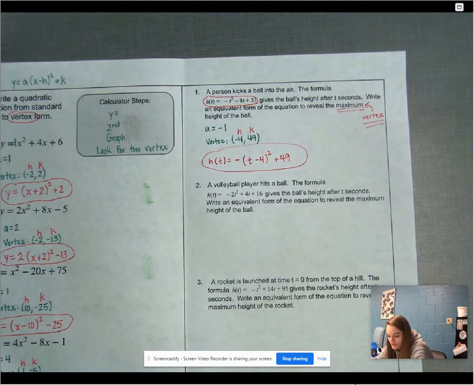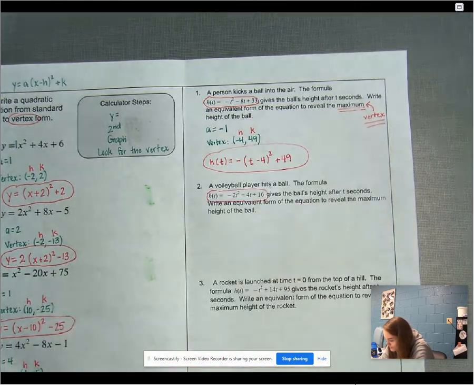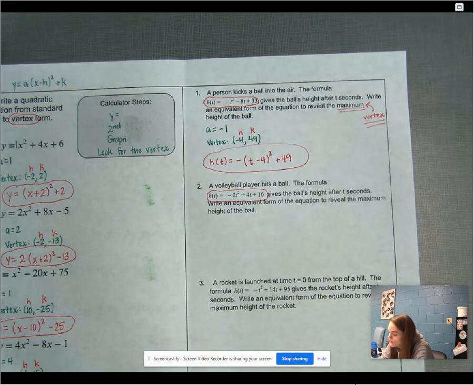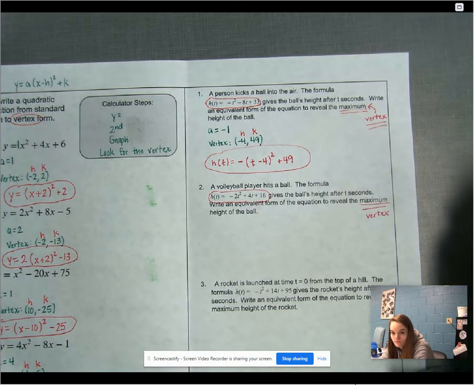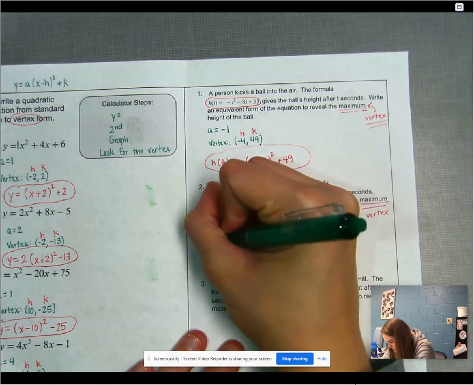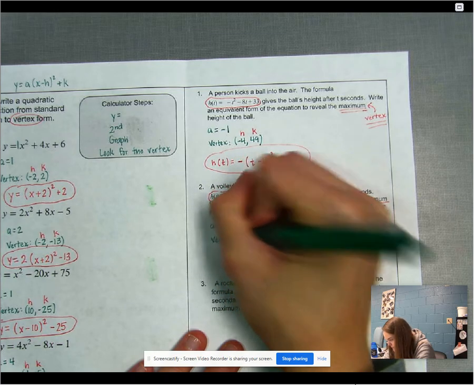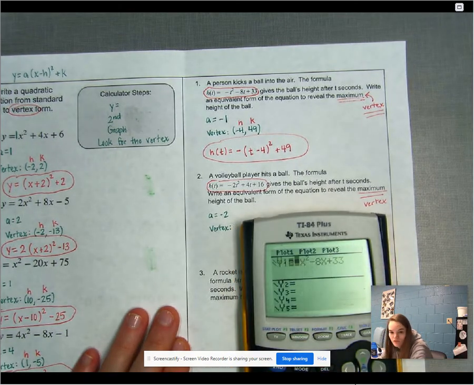All right, number 2. The formula h of t equals negative 2t squared plus 4t plus 16 gives the ball's height after t seconds. Write an equivalent form of the equation to reveal the maximum vertex height of the ball. A is equal to negative 2 in this situation, and the vertex we gotta find. Y equals, clear this out. Remember, we can't use t. Negative 2x squared plus 4x plus 16.